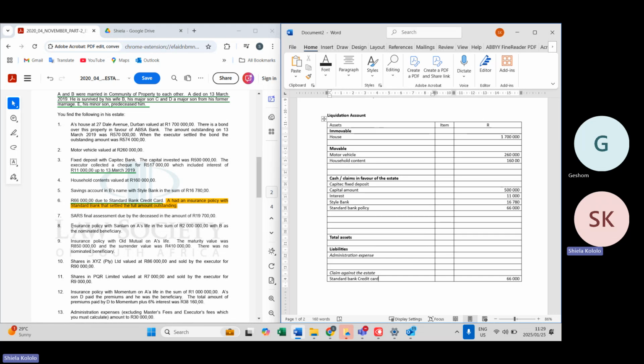And then item 8 says insurance policy with Sanlam on A's life in the sum of 2 million, with B as the nominated beneficiary.